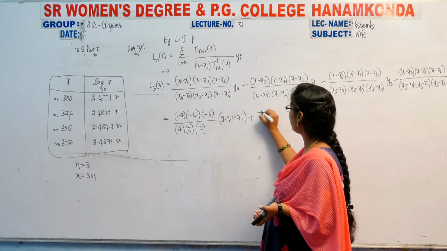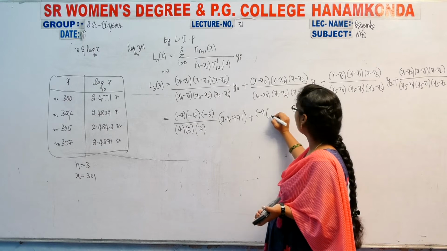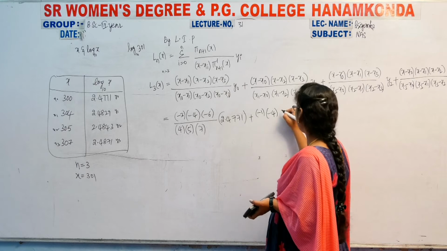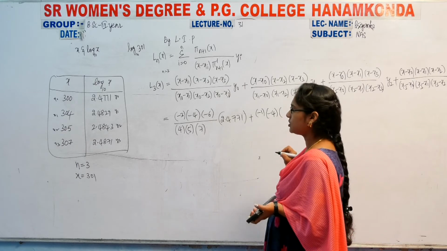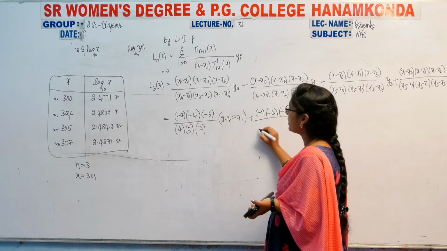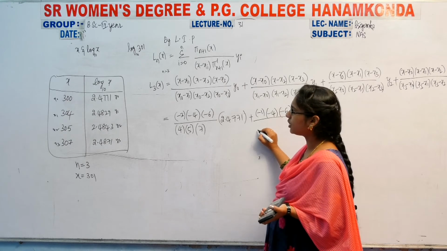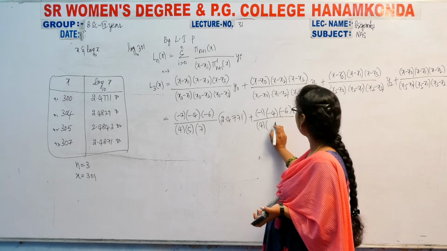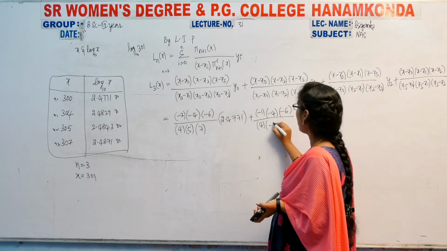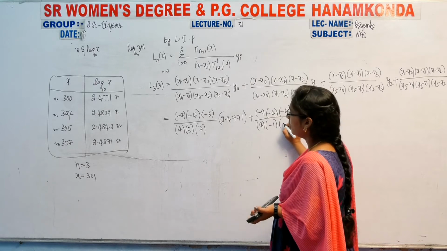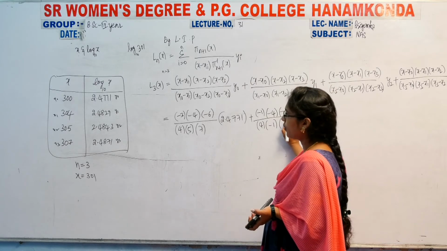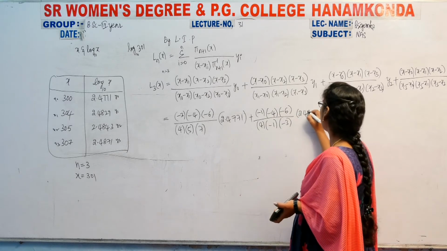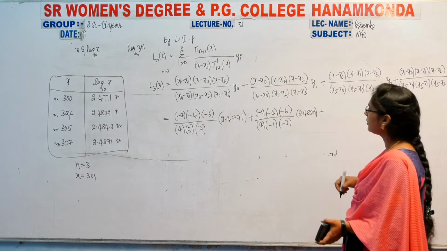301 minus 300, 1. 301 minus 305, minus 4. 301 minus 307, minus 6. x1 is 304. 304 minus 300, 4, into 304 minus 305, minus 1, into 304 minus 307, minus 3, into 2.4829. Similarly, write the remaining values.